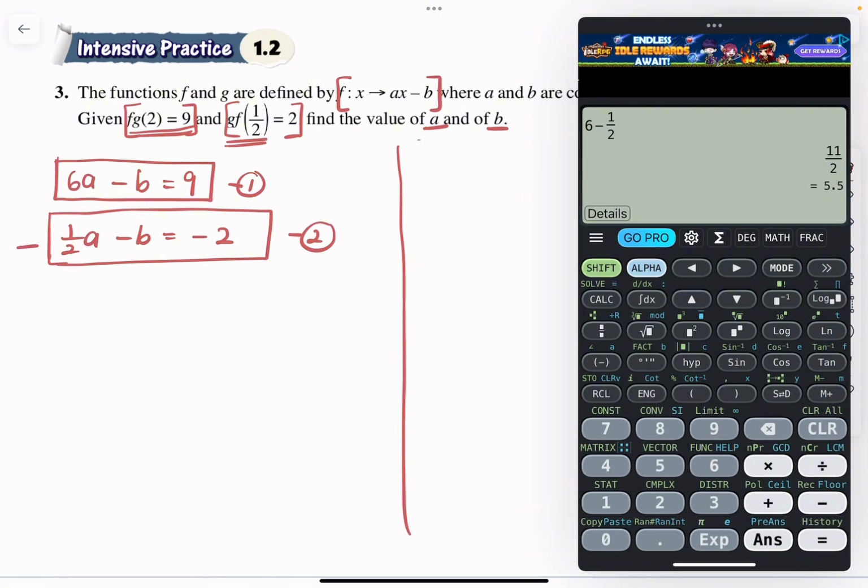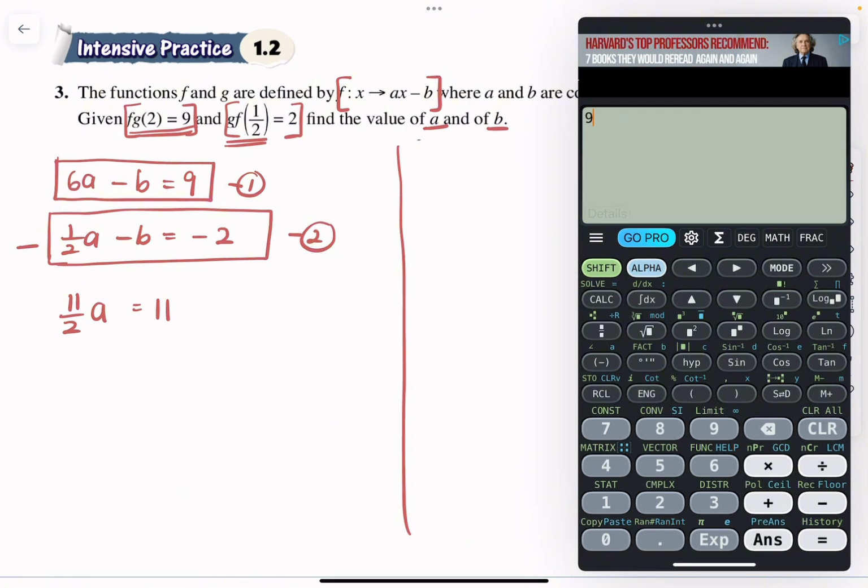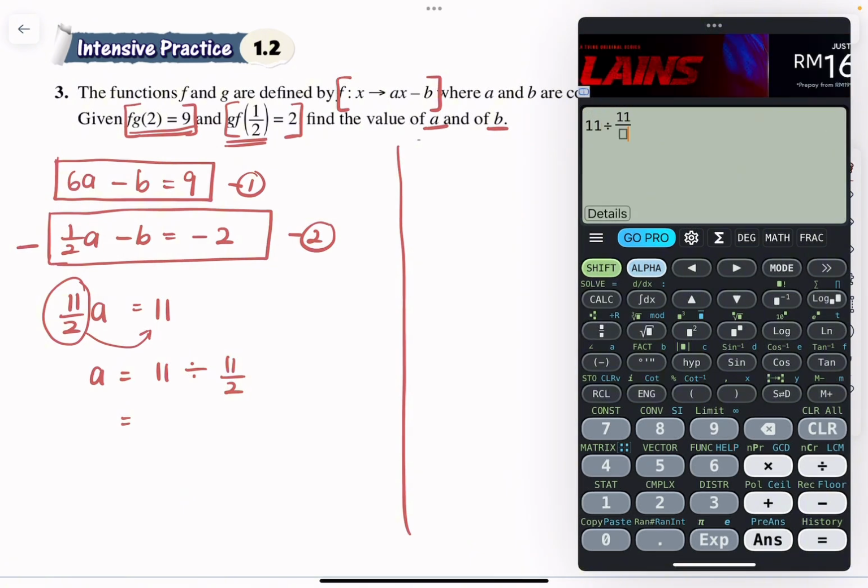Okay, so we write this as fractions. 11 over 2 a. b and b will cancel off. 9 minus negative 2 is 11. Okay, 9 minus negative 2. Okay, then a will be 11. This one go there will become divide. 11 over 2. So 11 divided by 11 over 2, we get 2. Okay, so a is 2.